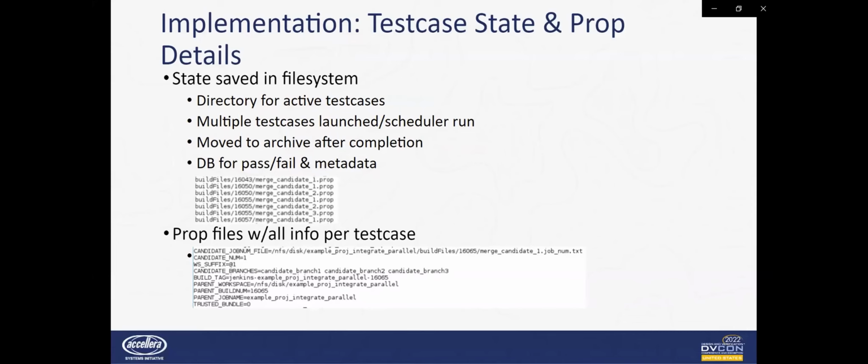And then all these prop files, after they're completed, we move to an archive directory. That way we can always see a replay of how our test cases were run, and it makes our active directory very easy to parse. Each one of these prop files has all of its relevant information contained in it, with a quick example.